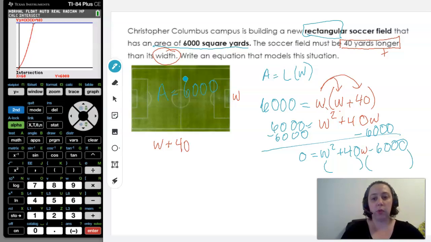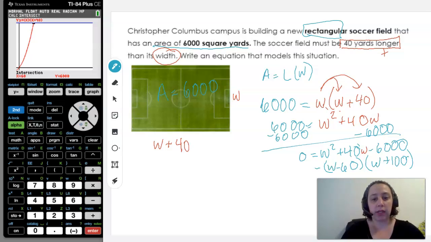What numbers multiply to give me negative 6,000? Well, I could do 60 times 100 gives me 6,000. I want one of them to be negative so that I can get a negative 6,000. And here I want positive, so the bigger one will be positive. Then let's just check. 100 minus 60, that's 40, so that's good.